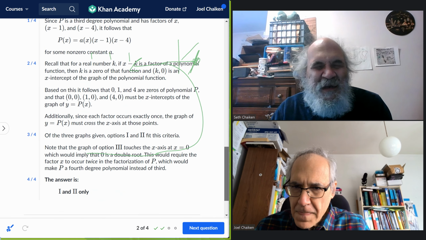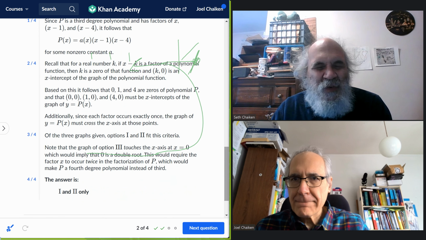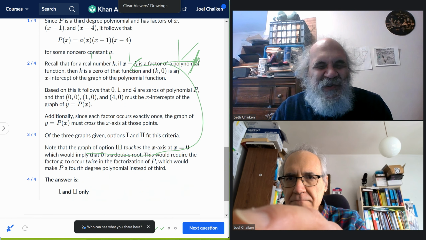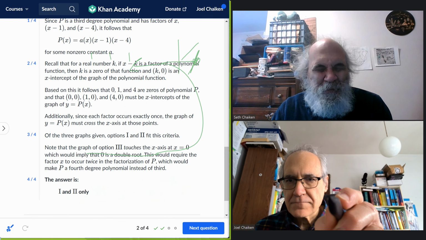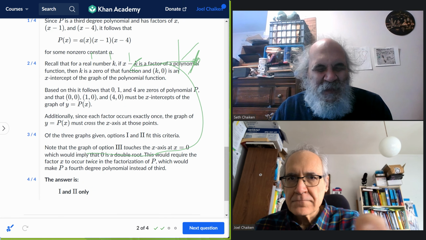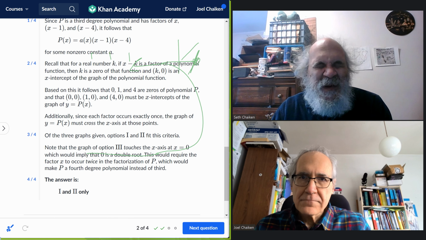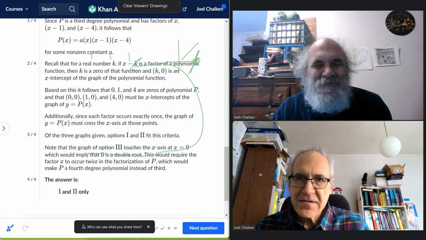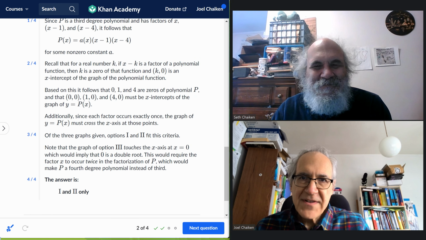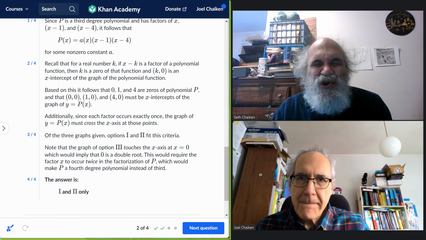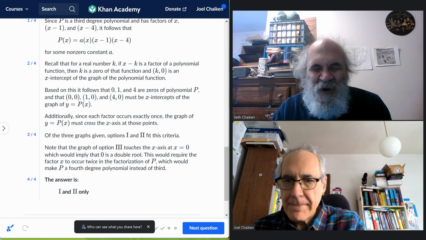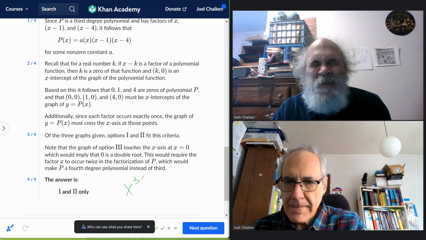What would it look like if the polynomial were x cubed times x minus 1 times x minus 4? Hold on. Let me first clear all these drawings. What is that? x cubed times x minus 1 times x minus 4.